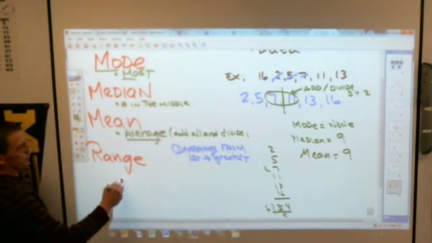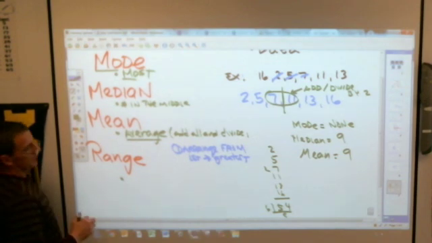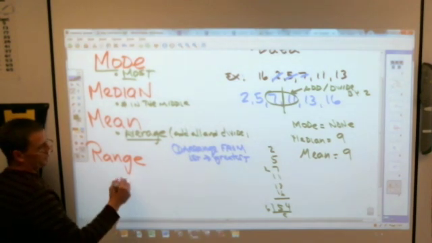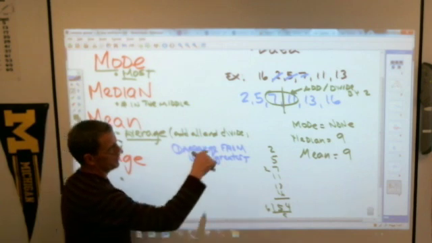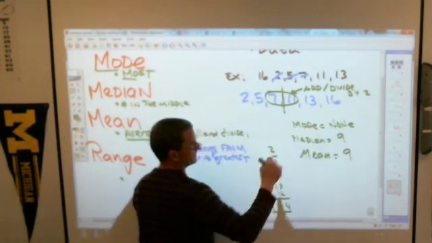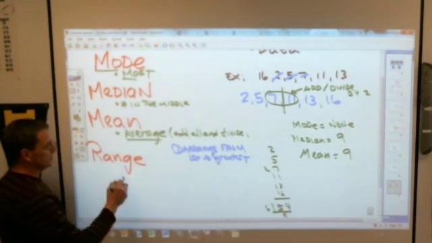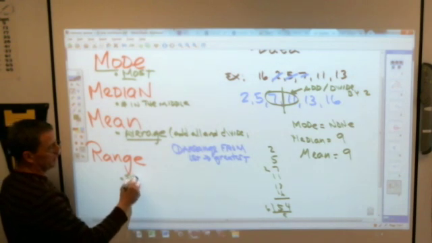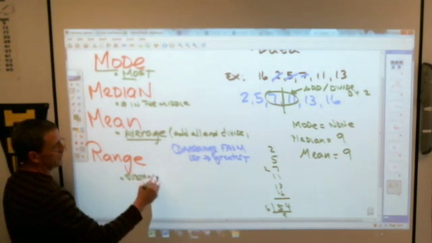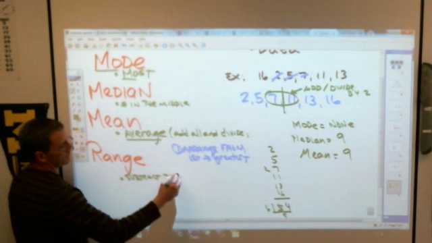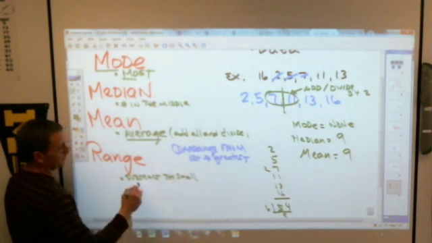And then the last one, the range. Range is just the difference between the biggest and the smallest number. Smallest number is 2, the biggest is 16. So the way you find the range is you subtract the small from the big.